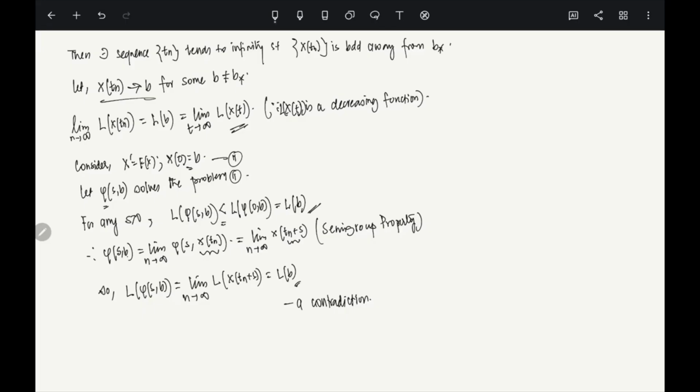Is it okay? Now what we are going to do is look at one example of how to construct a Lyapunov function. Let's look at that example. Okay. So first of all, the question may look like this. We investigate the stability of the following system.